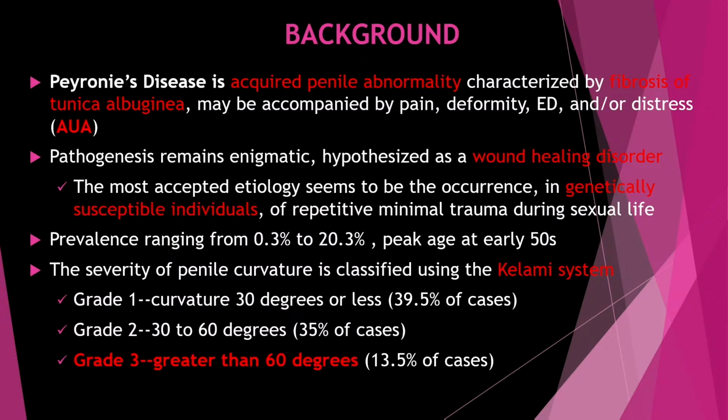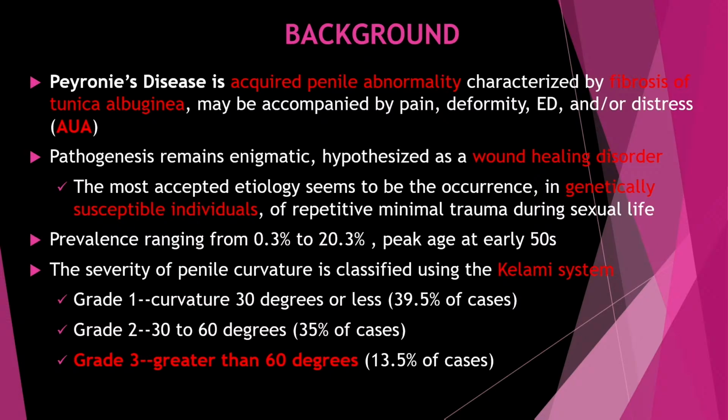The severity of this disease is graded by the Kelami system, where less than 30 degrees of curvature is a mild disease or grade 1, between 30 to 60 degrees is a moderate disease or grade 2, and what we are going to look at today is grade 3, which Kelami defines as more than 60 degrees.